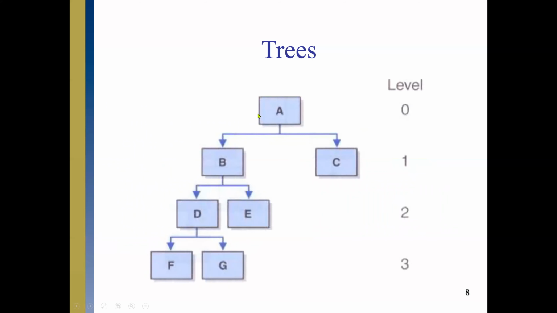So that's the concept here. We can see the root is level 0, then B, C is level 1, D, E level 2, F, G level 3. So the height of this tree will be 4.